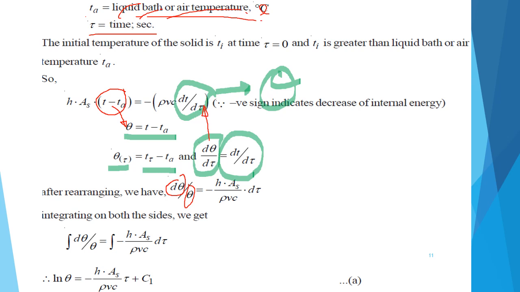So what do we have to do? We have to go for integration of this equation, because here differentiation is there. So we want to go for simplification, and we integrate on both sides. So we will get ln theta, that is log base e theta, equal to minus hAs divided by rho Vc into tau plus C1. C1 is the integration constant. And as you are aware, to find the integration constant, we have to apply the boundary condition. So now let us apply the boundary condition.